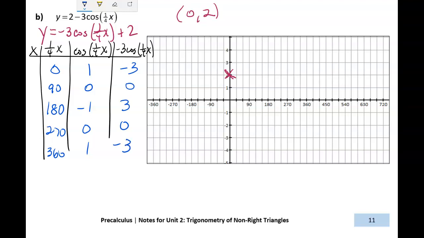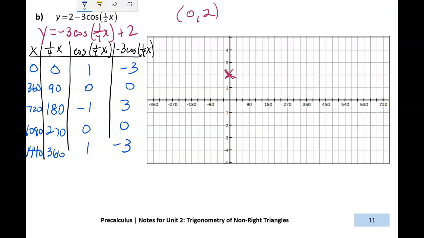And then working backwards to the leftmost column, we have to divide by a quarter, which means we're multiplying by 4. So 0, 360, 4 times 180 is 720. Looks like we're going by 360s, right? So the next one's going to be 1080, and the next one's going to be 1440. And so let's graph those.